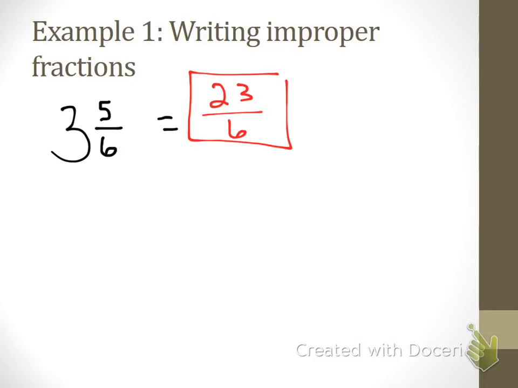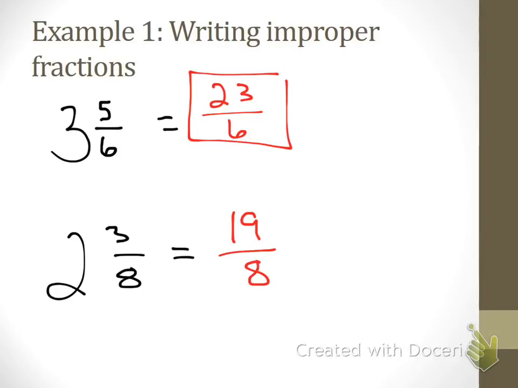But you've got to understand the reasoning behind it, the why behind it. Because there are 3 wholes and there are 6 pieces in each whole. That's why I multiply and then I add in my leftovers. All of this can be done using mental math. All right. So 2 and 3/8, I want you to go ahead and change to an improper fraction. What do you get? 19 over 8. Because now there's 8 pieces in a whole, so you multiply by 2 to get 16, and then 16 plus 3 gives me 19. All right, so it is 19 over 8.